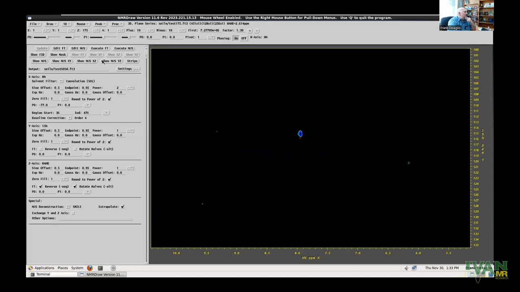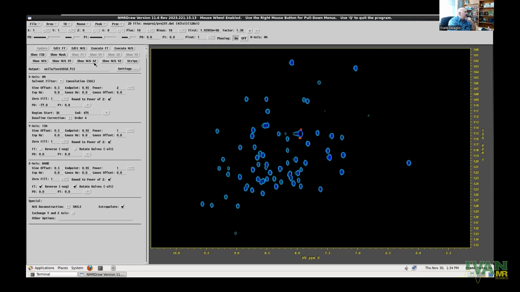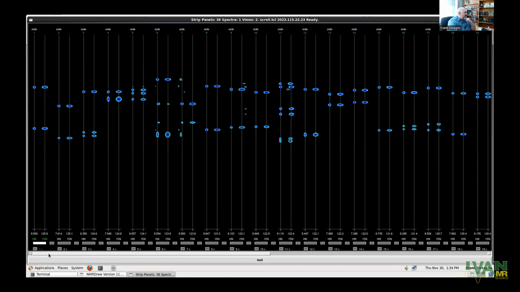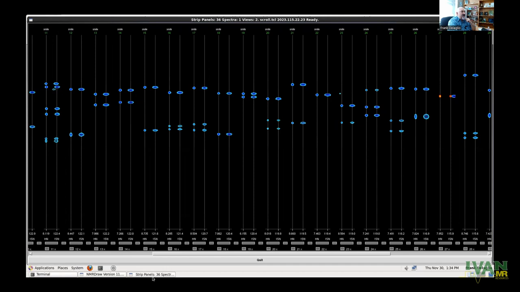Okay, and so here's our result. I'm scrolling through planes, but we can now look at the XY projection, and that is beautiful, and also the XZ projection, and that is likewise beautiful, and now we can look at strips too. And so here's an overview of our 3D non-uniformly sampled result. So with just a couple of clicks and button presses, we can reconstruct this non-uniformly sampled data using the best available reconstruction methods.